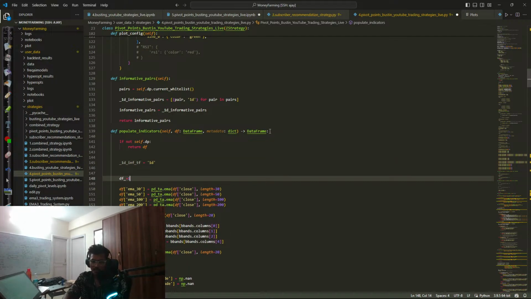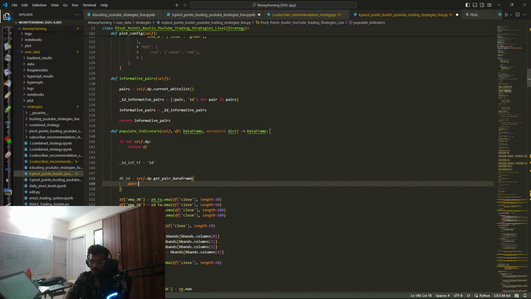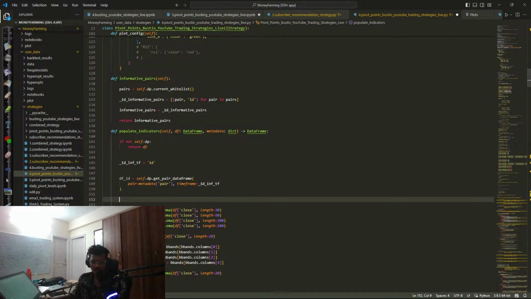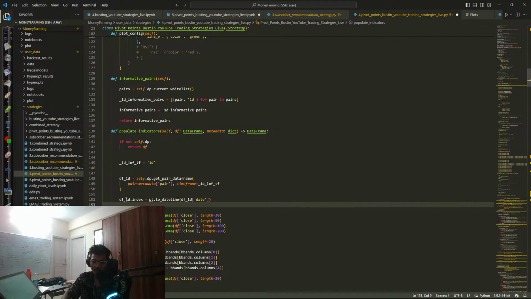Now how do you get the time frame? self.dp.get_pair_dataframe, and we're gonna pass metadata pair. This is my pair, and time frame is 1 day. So we got the daily time frame. Okay, now we have to set the index of it. So df1d.index is pd.to_datetime, and then df1d date, you know.